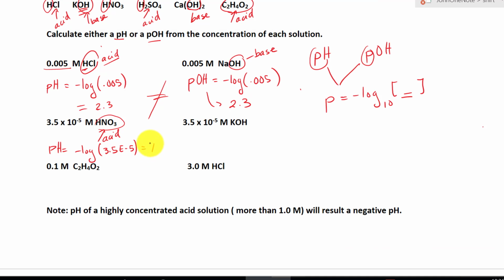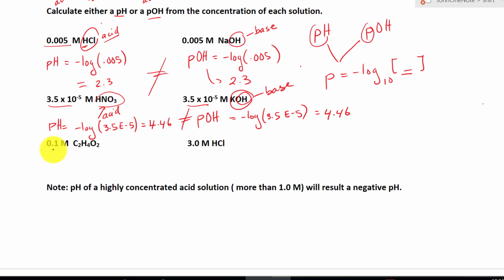4.46. And of course, in this case, we have the same values as that one, but this is a base, so this must be what? Right there, that tells you this must be pOH. And because it's the same values, negative log of 3.5e-5 gives us a pOH of 4.46 as well. And they are not the same thing, okay? So keep that in mind.